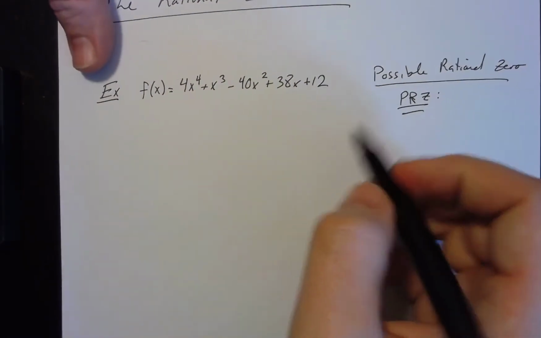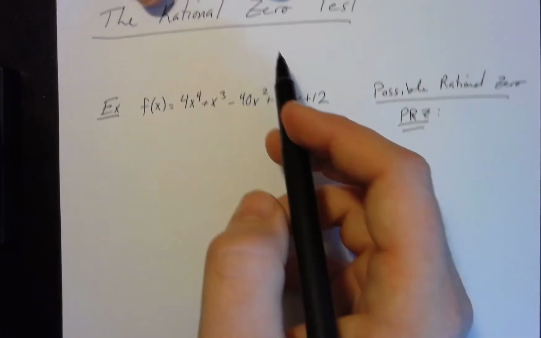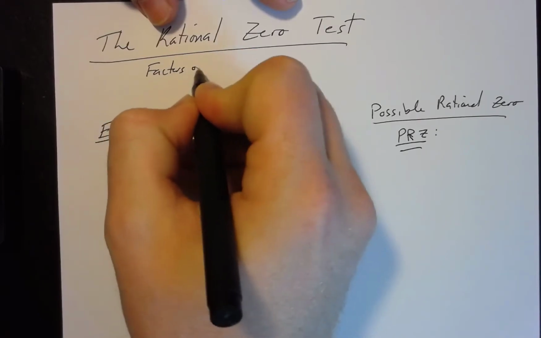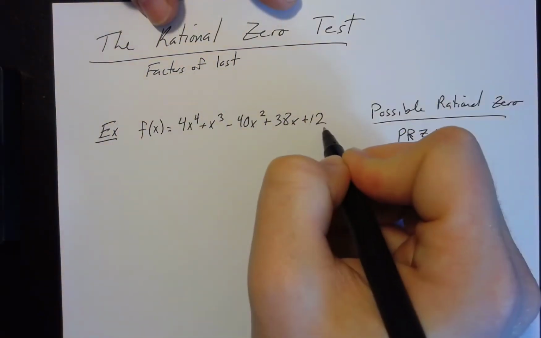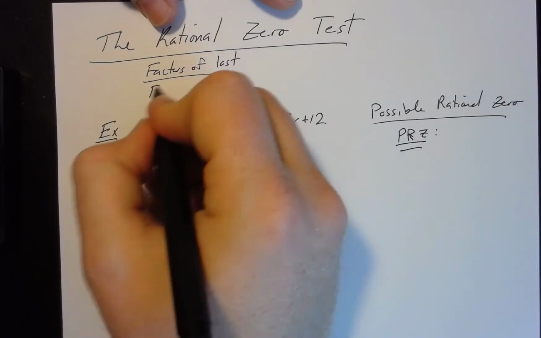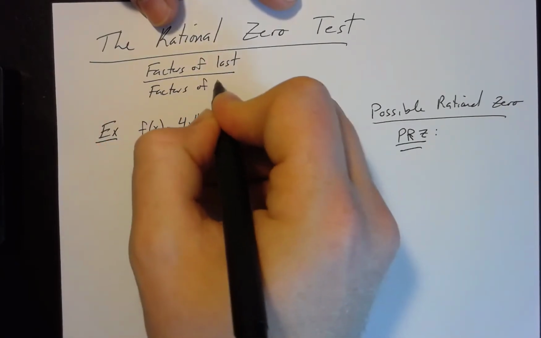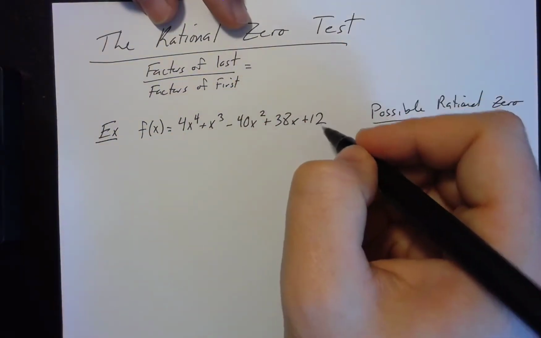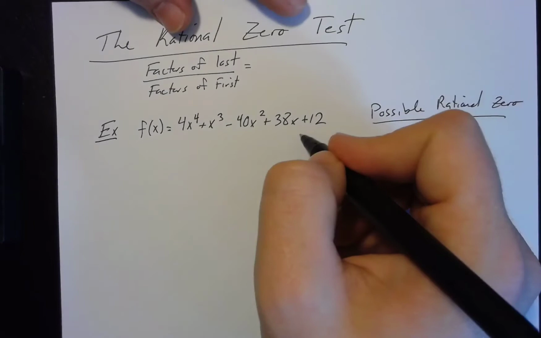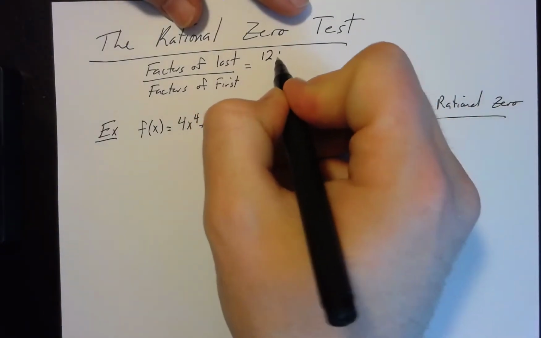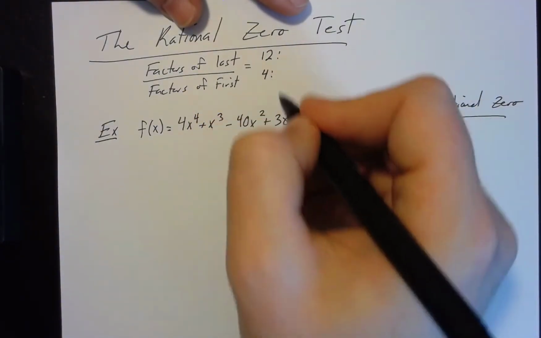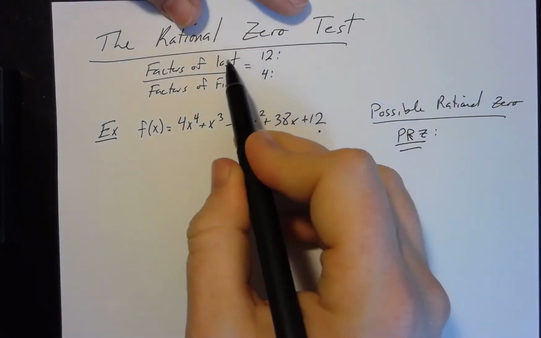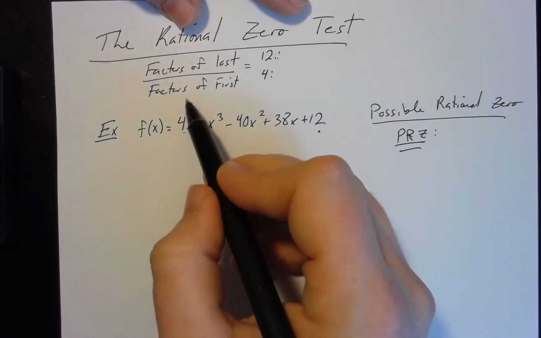Well, the rational zero test specifically states that if I take the factors of the last term, specifically the constant term, and I divide it by the factors of the first term, the leading term here, I'm going to provide myself with every possible rational zero that this polynomial could obtain. So I need to first identify what are the factors of 12, and then I need to identify what are the factors of 4. Notice how I did that first. I need to find the factors of the last term first, and the factors of 4 second.